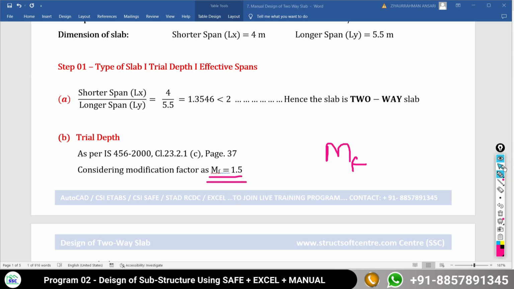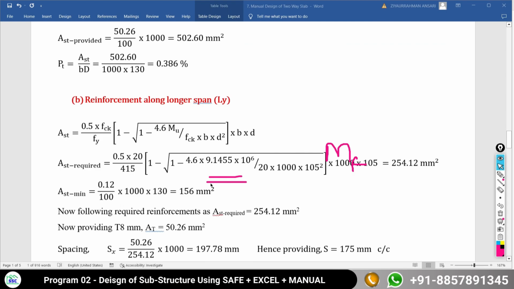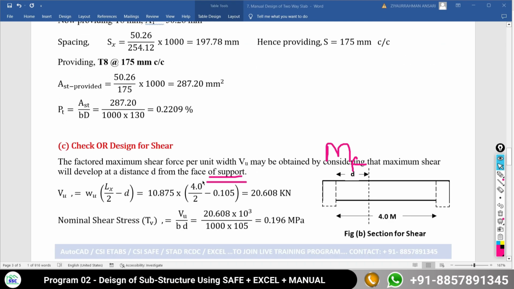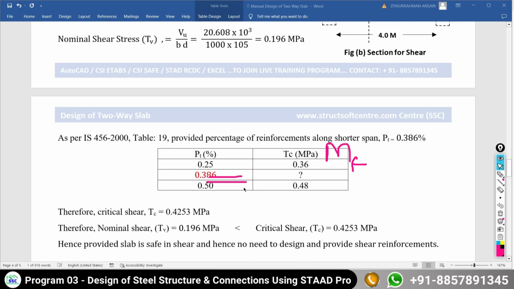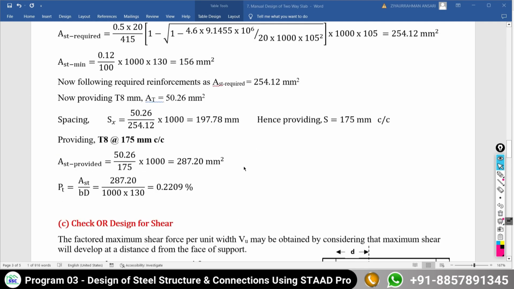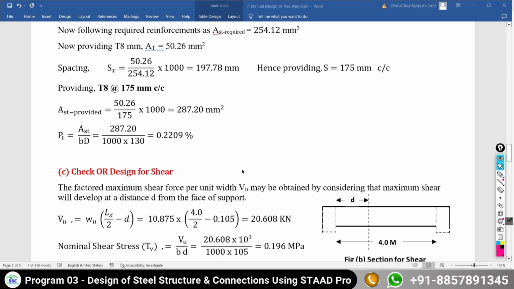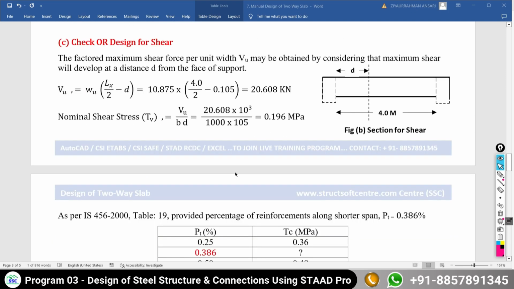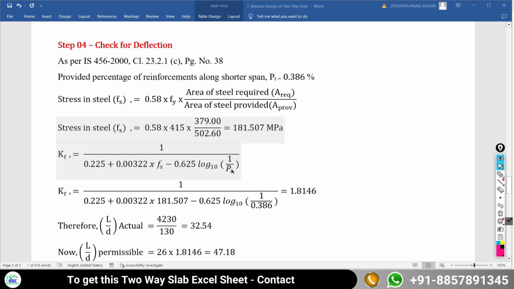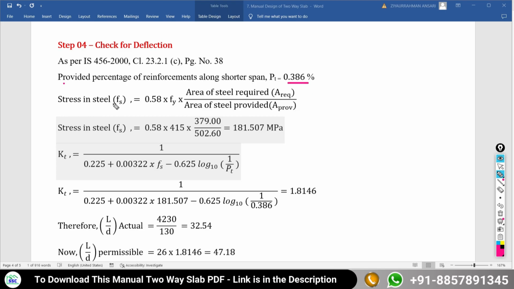1.5. Now this modification factor we are going to calculate, because to calculate the modification factor we need to have the percentage of reinforcement. Initially we don't have the percentage of reinforcement, that's why we assumed the value. Now we have the percentage of reinforcement, so we can calculate the factor. The provided percentage of reinforcement along the shorter span is 0.386.